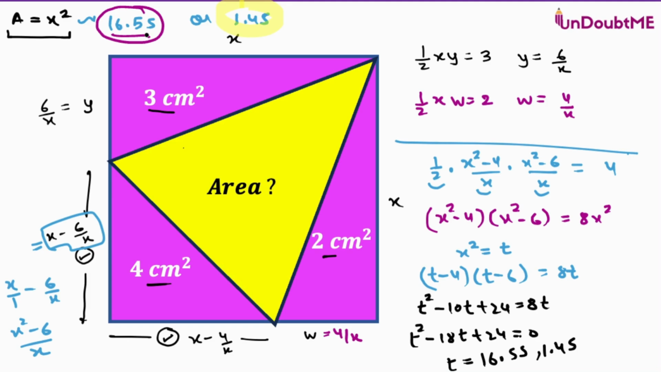We need not find the x value. Remember, we were finding x squared because the area of the square is x squared. Okay, so finally, I am almost close to my answer. So my final answer will be 16.55 minus 3 minus 4 minus 2. Okay, so 16.55 minus 9 will give me 7.55. Okay, and this 7.55 is the area they were asking.